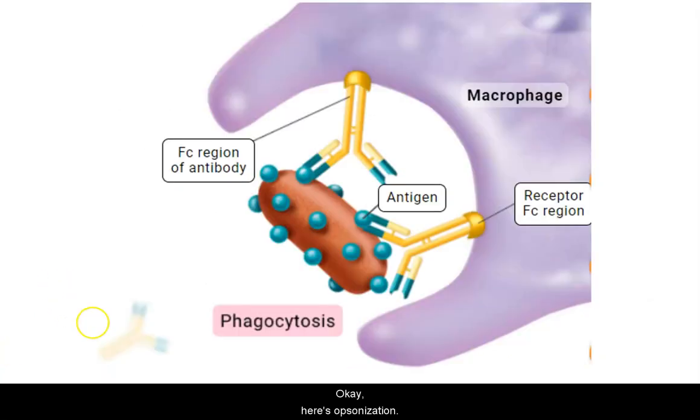Okay, here's opsonization. So you have your antibodies that have bound antigen that's attached to this microbe, and that stem region, the Fc region of the antibody, goes on to bind to receptors on the surface of the macrophage, and that's going to initiate phagocytosis in this macrophage. You can see it forming its pseudopods, and it's about to engulf this microbe.